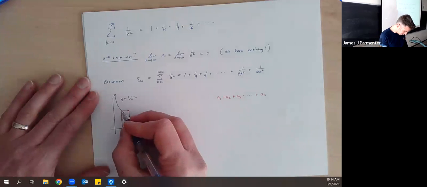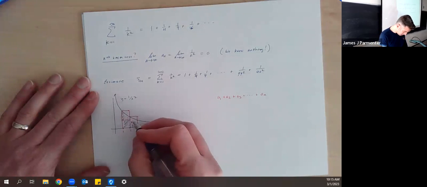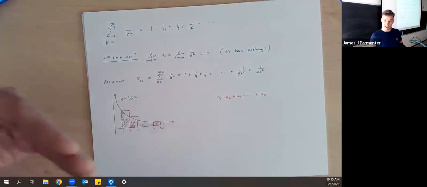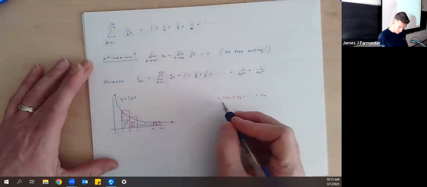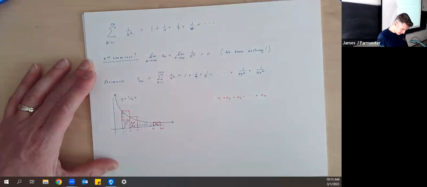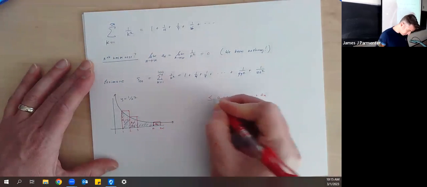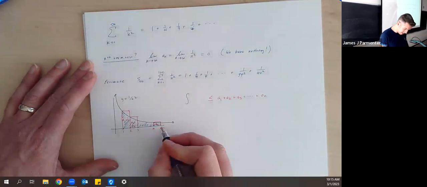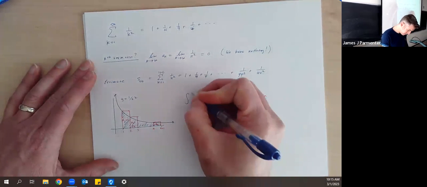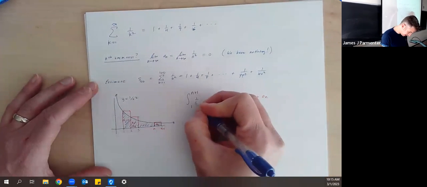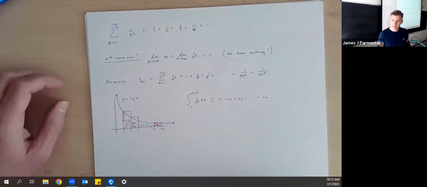So look at the area under the curve, I'm going to shade in here. You can see that the area of the rectangles is more area. So these rectangle areas all added up together are going to be bigger than or equal to the integral from 1 to n plus 1 of my function 1 over x squared dx.